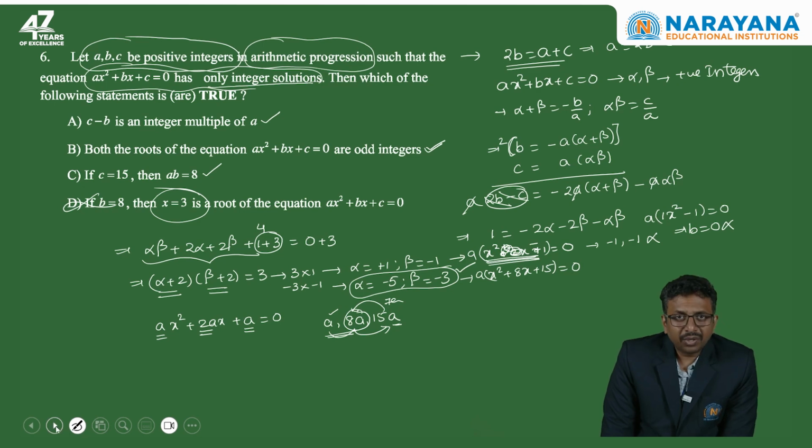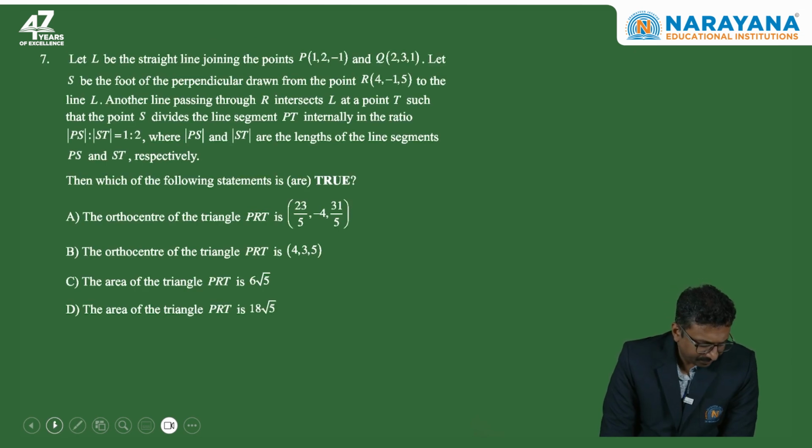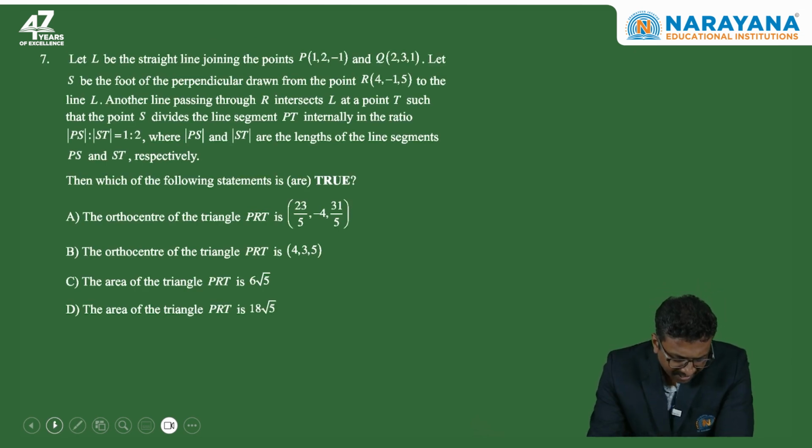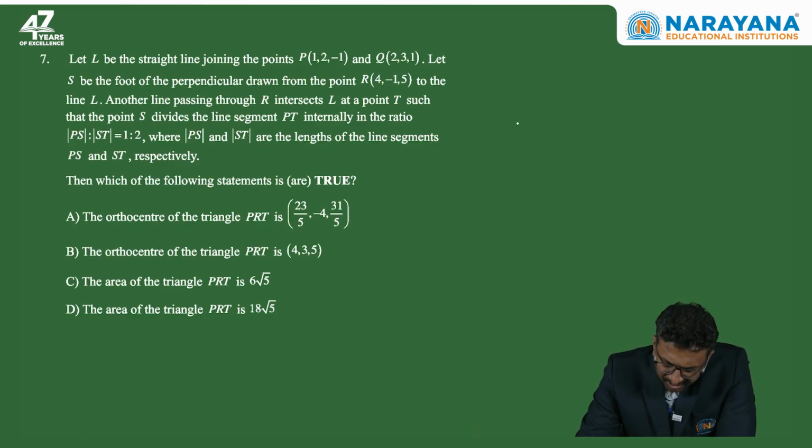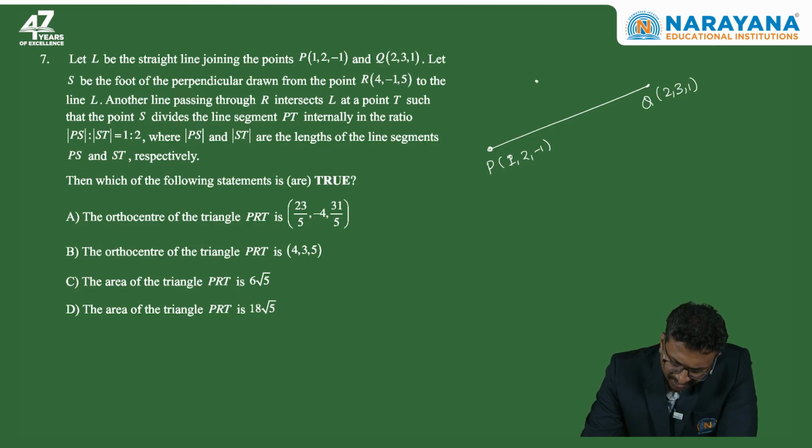So next, let us go to the next one. So this is a 3D based question. Let L be a straight line passing through P and Q. So there are 2 points, P(1, 2, -1) and Q(2, 3, 1). So S be the foot of the perpendicular from R(4, -1, 5). From here you have drawn a perpendicular. S is the foot of the perpendicular.